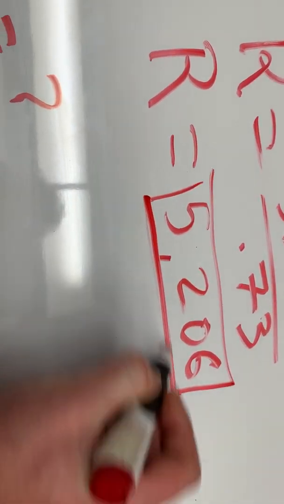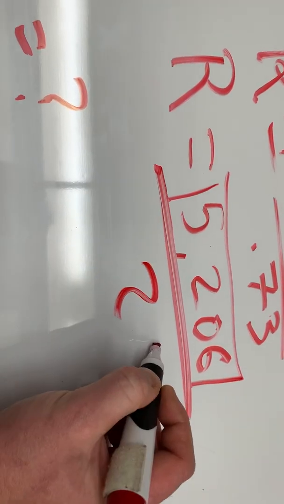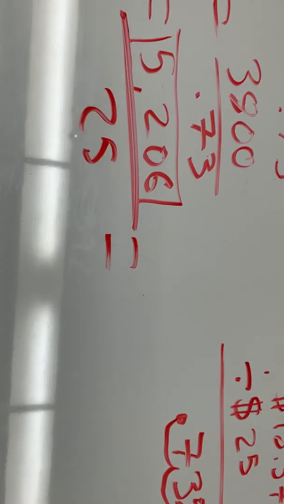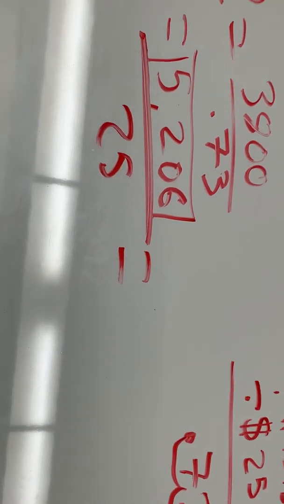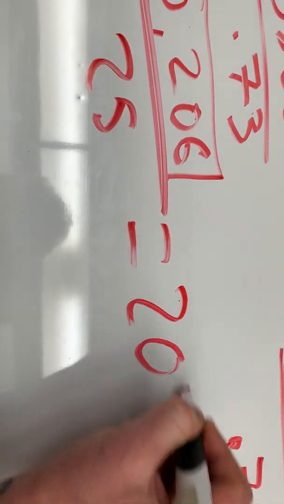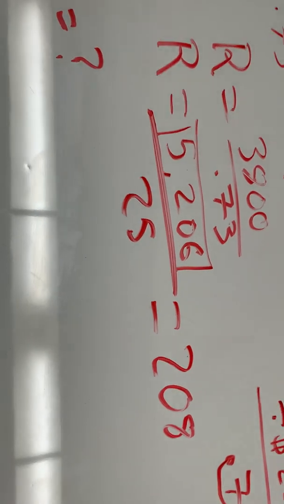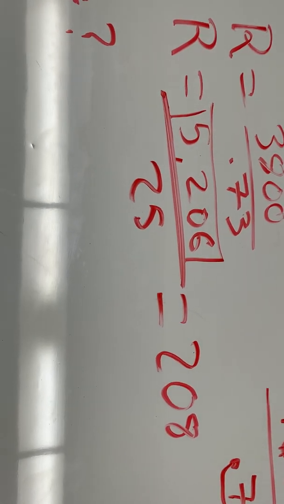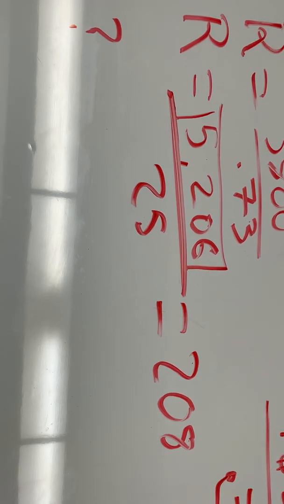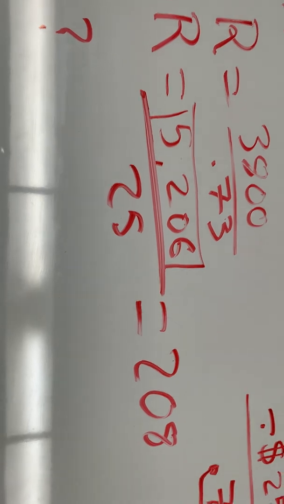5,206 and divide it by 25. That'll tell me how many cheesecakes I need to make a month. And it's only about 208. It says I only need to make 208 cheesecakes a month, which honestly is still quite a few cheesecakes, but it's not a crazy number. But remember, this is the break-even number, 208 cheesecakes. I need to make 208 cheesecakes just to stay in business, okay?